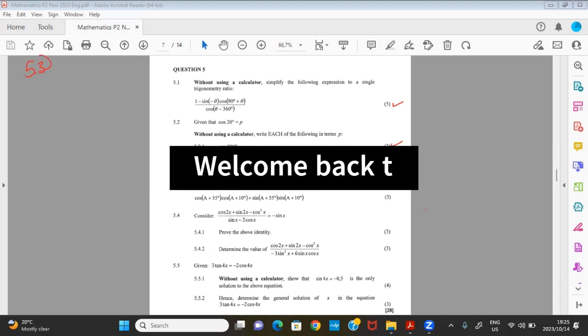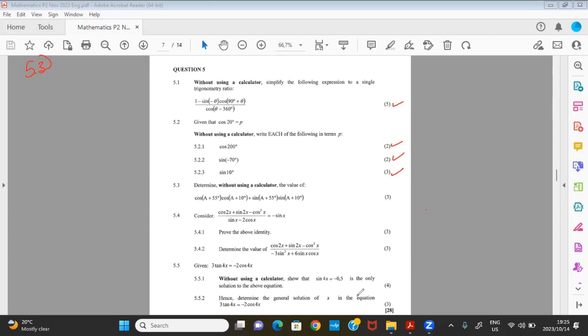They say determine without using a calculator the value of cos(A + 55) times cos(A + 10) plus sin(A + 55) times sin(A + 10). The mark allocation is 3 marks.